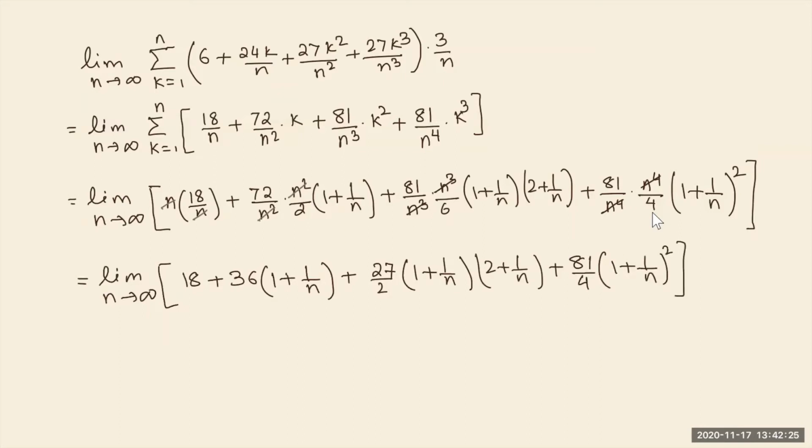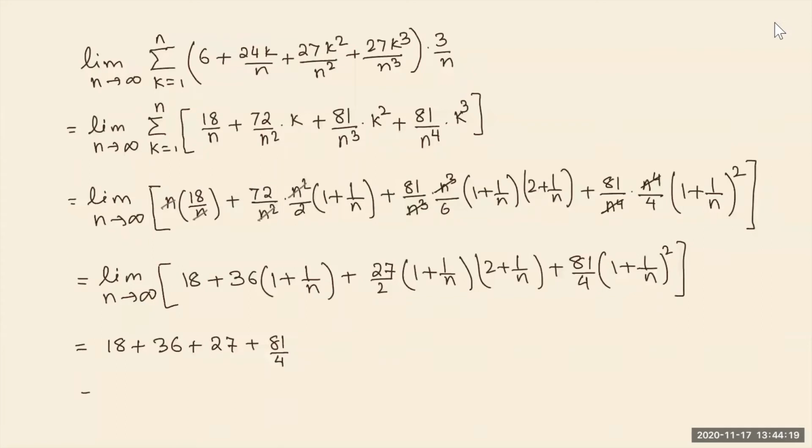Now it is easy to evaluate this limit, because when n goes to infinity, when n is a very, very big number, 1 over n is 0. That means the first one is 18, plus the second one is 0 plus 1, which is 1, and 1 times 36 is 36. Plus this one here, 27 over 2 times 1 plus 0, 2 plus 0: 2 times 1 is 2, and 2 times 27 over 2 is 27. Then plus, the last one is 81 divided by 4, because 1 over n is 0, 0 plus 1 is 1, 1 squared is 1, times 81 over 4 is 81 over 4.